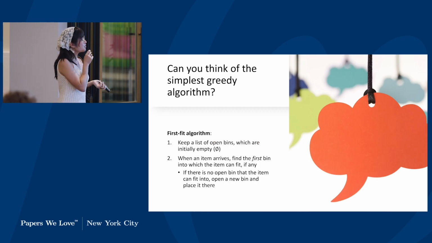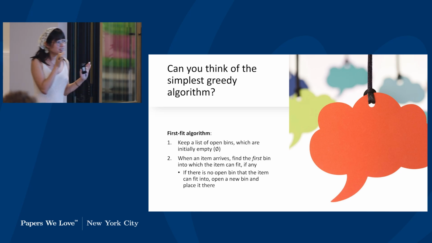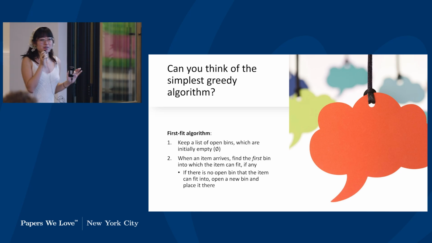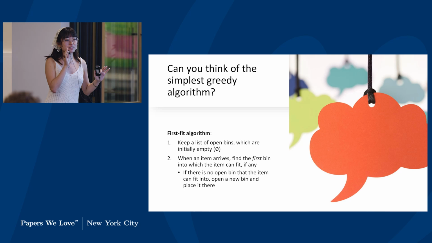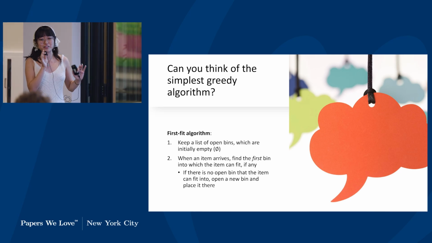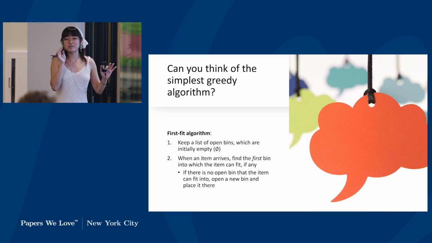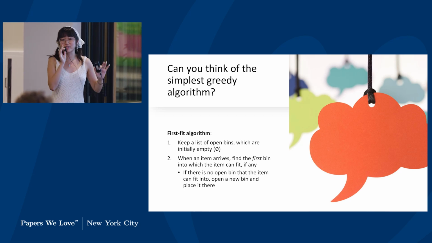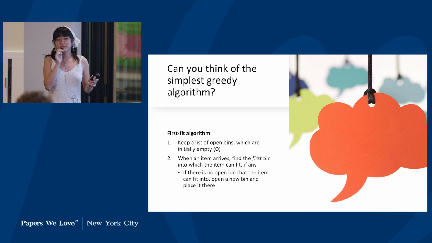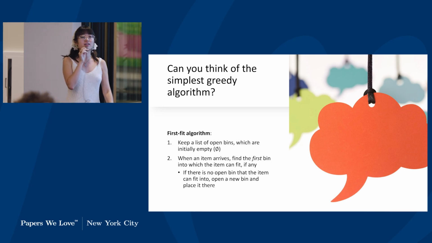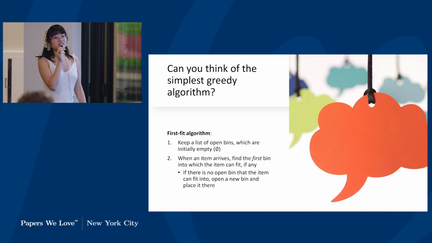Can you think of the simplest greedy algorithm you can? I'm not sure how much audience involvement there is in this kind of event, but does anyone want to give the simplest greedy algorithm you could come up with? It doesn't have to be optimal. Yes. Just find the first bin that fits. Just throw it in there and iterate.